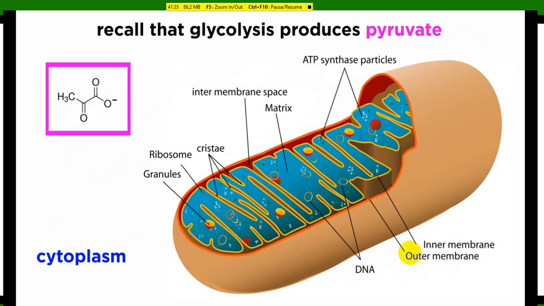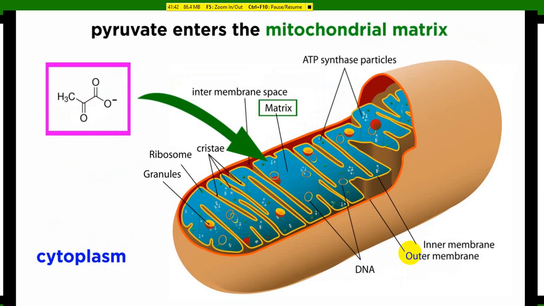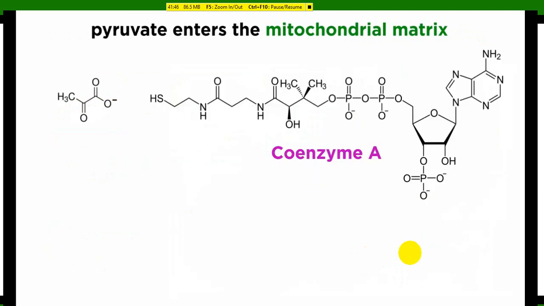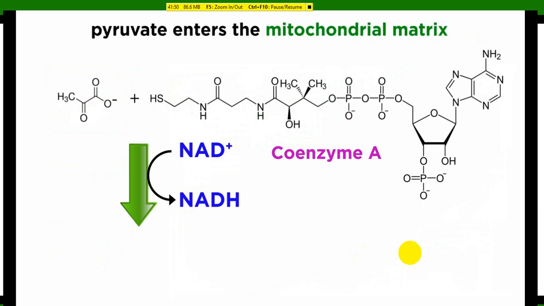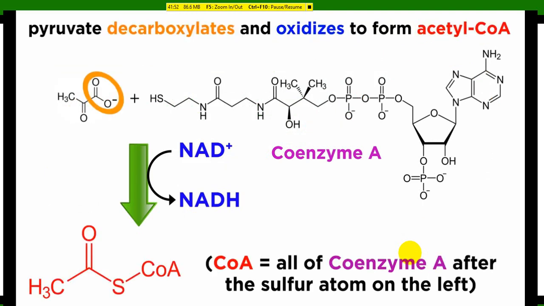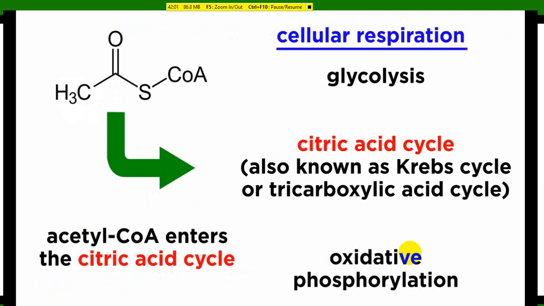This activity begins with the pyruvate molecules that were generated in the cytoplasm during glycolysis. These pyruvates will enter the mitochondrial matrix to find coenzyme A. In the presence of NAD+, pyruvate will undergo decarboxylation, oxidation by NAD+, and then attachment to coenzyme A, generating acetyl-CoA. Acetyl-CoA will then enter the citric acid cycle, also known as the Krebs cycle, or the tricarboxylic acid cycle.